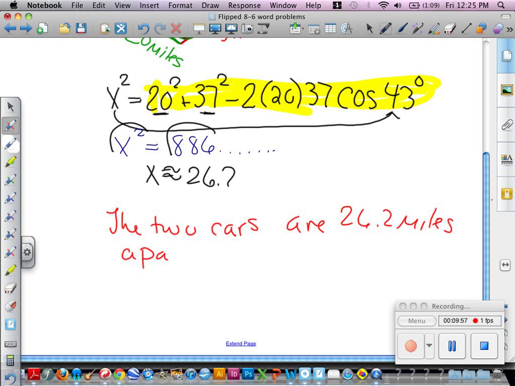apart. So tomorrow when you come to class, the focus during the class time will be working on word problems that use law of sines and law of cosines.